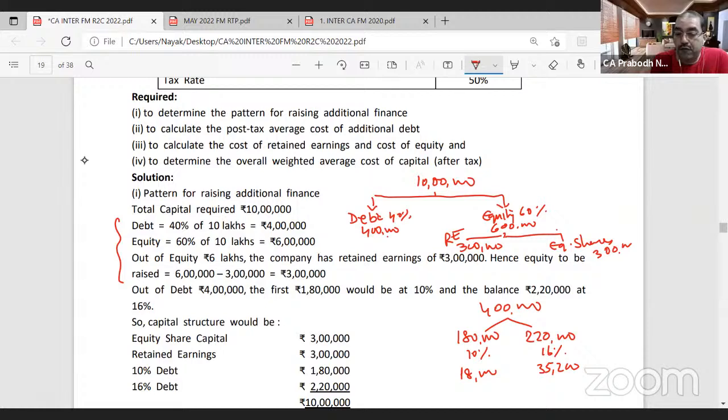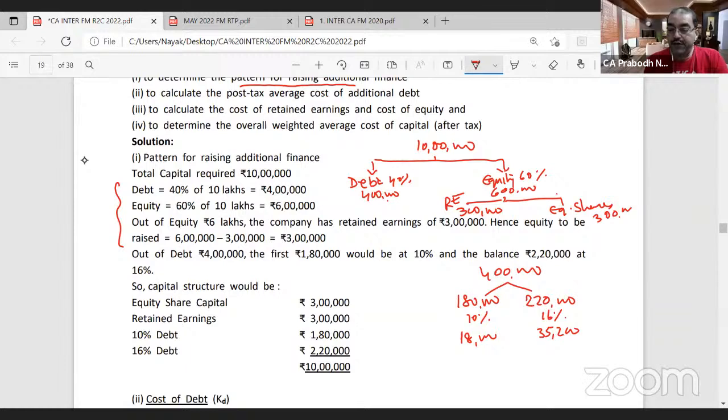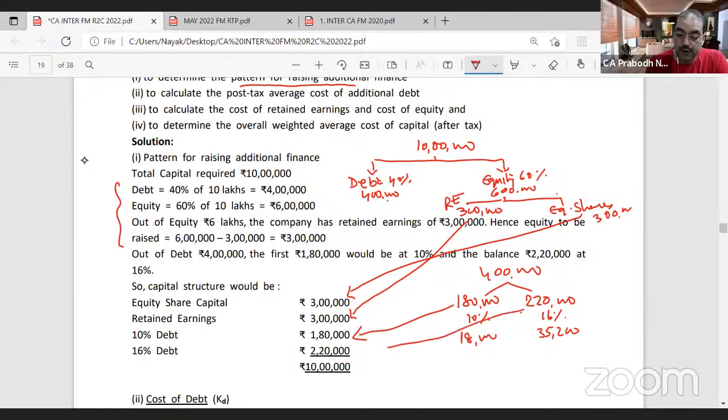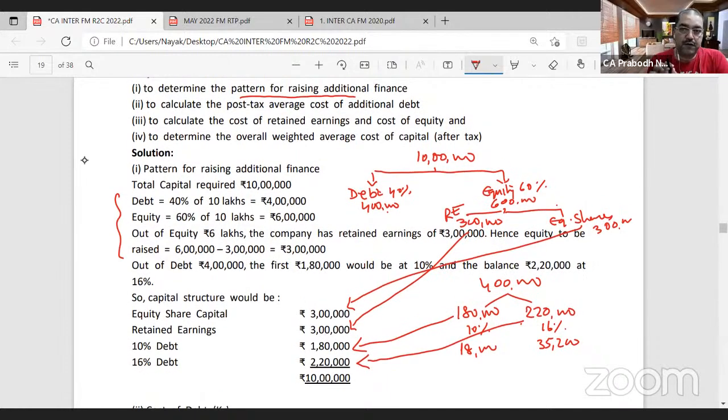But they have asked typical questions, so you have to give answers to the point. First, they have said determine the pattern for raising additional finance. So you have to give them the capital structure. What will you give them as capital structure? Equity share capital 3 lakhs, this 3 lakhs will show. Retained earnings 3 lakhs, this 3 lakhs will come down. 10% debt 1,80,000, this 1,80,000 will come down. And 16% debt, that is 2,20,000. So first show the capital structure because that is the first part of the question.